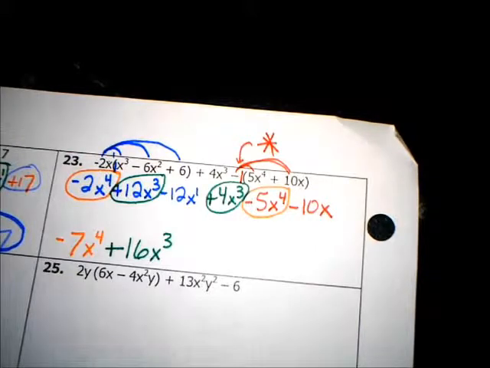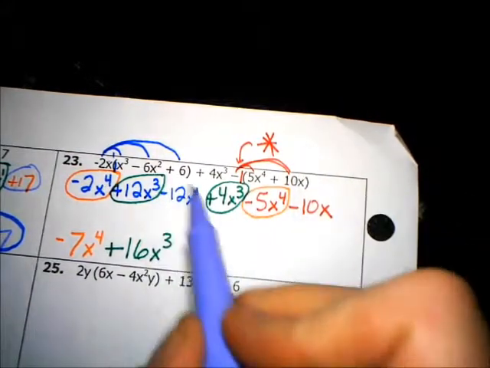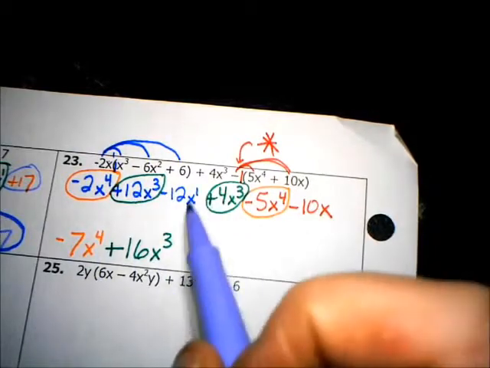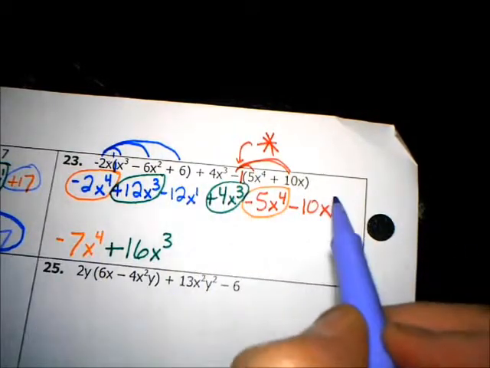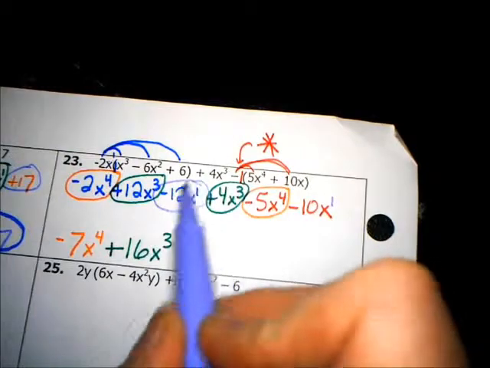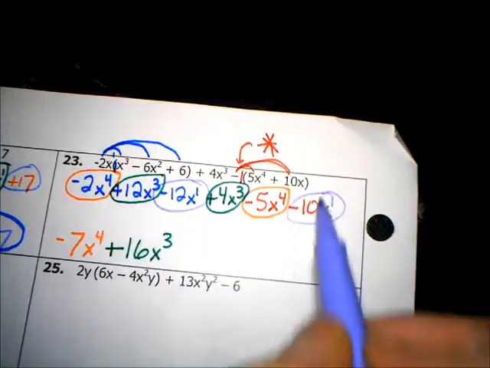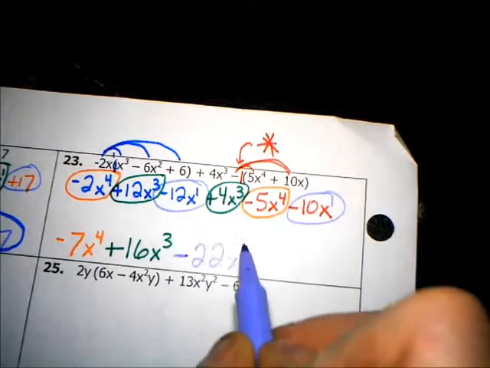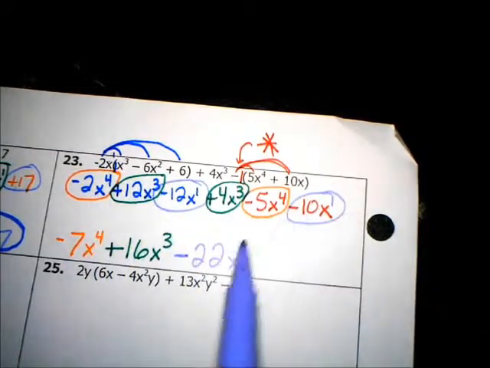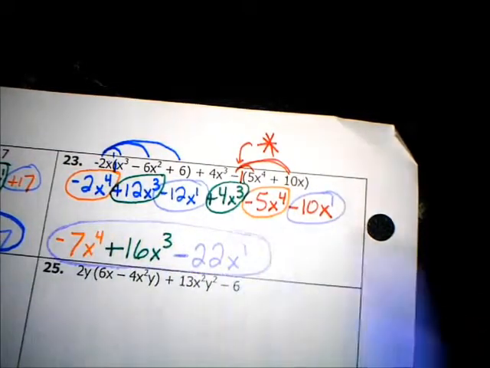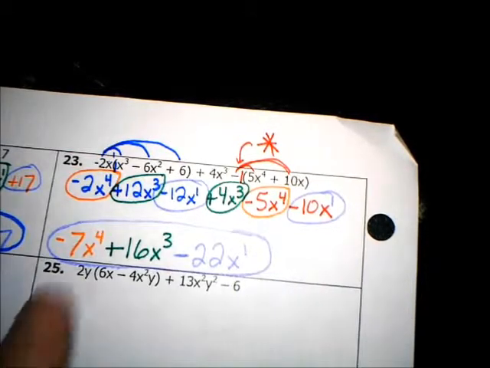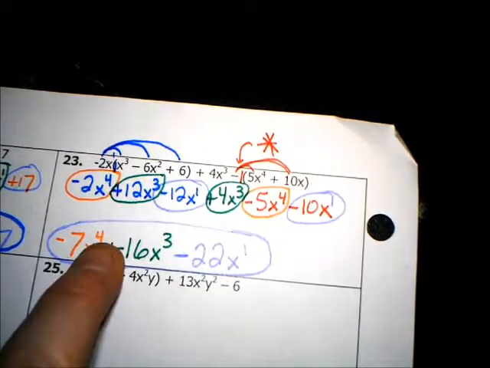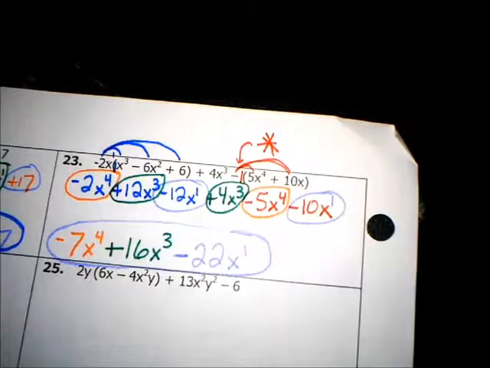Okay, now I'm looking for a square. Do I have any squares? Nope, no squares. So skip that one. Now there's x1, and there's an x1 here, so negative 12 and a negative 10 gives you negative 22x1, and there's nothing left. There is your answer. So this is a trinomial, and the degree is quartic again.